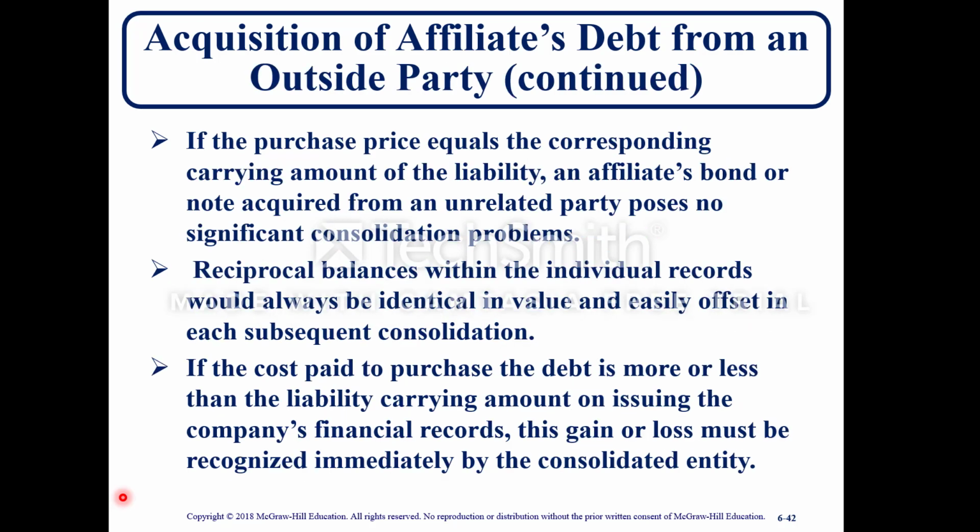If the purchase price equals the corresponding carrying amount of the liability, an affiliate's bond or note acquired from an unrelated party poses no significant consolidation problems. Reciprocal balances within the individual records would always be identical in value and easy to offset in each subsequent consolidation. If the cost paid to purchase the debt is more or less than the liability carrying amount on the issuing company's financial records, the gain or loss must be recognized immediately by the consolidated entity.